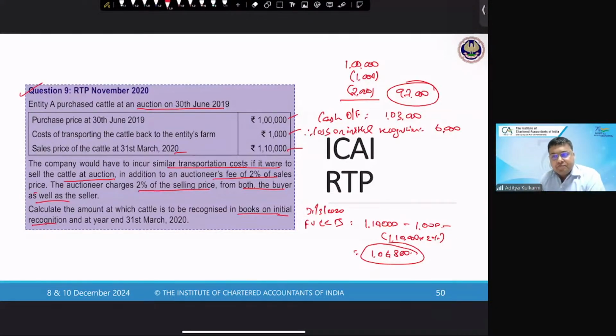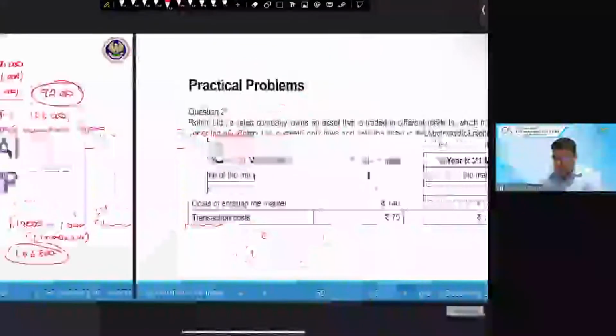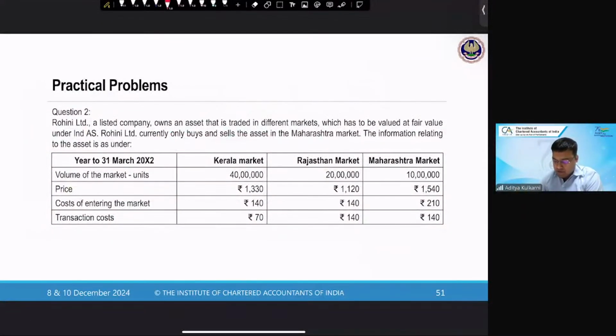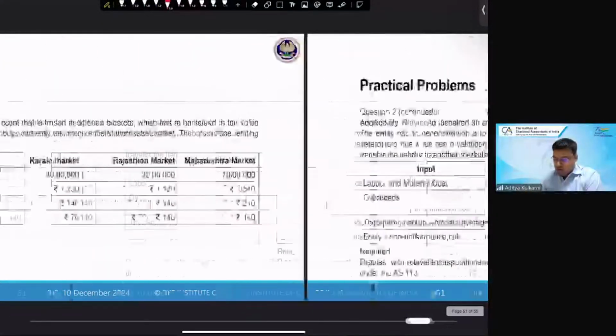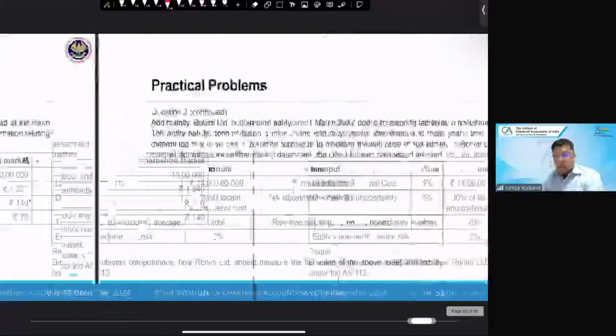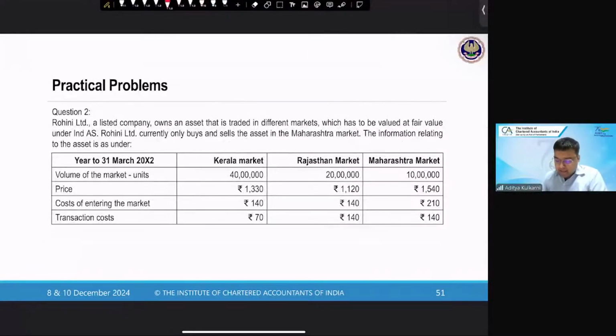Yes? All clear? Yes, sir. Fair value less cost to sell. All right, perfect. Now, let us move on to the last question. Rohini Limited, a listed company, owns an asset that is traded in different markets, which has to be fair valued at fair value under Ind AS.